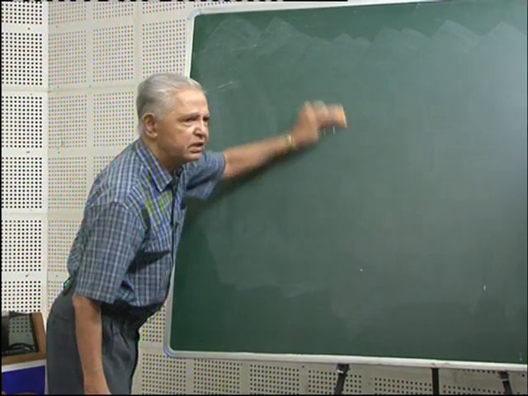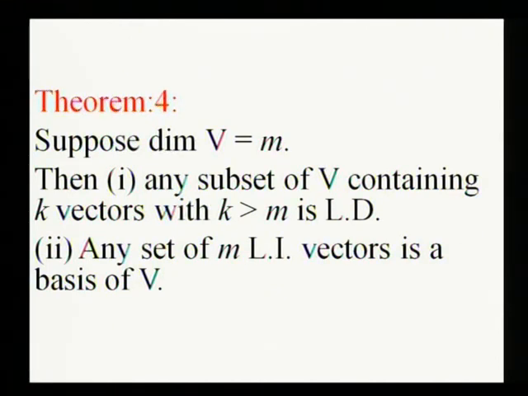Now, let us see the next theorem. Suppose the dimension of vector space V is equal to m, then any subset of V containing k vectors with k greater than m is linearly dependent. This we already proved, but I want to use this result to prove the second part. So, what I have taken here is, in particular, any m plus 1 vectors of V are always linearly dependent. Now, we prove this: any set of m linearly independent vectors in a vector space becomes a basis.